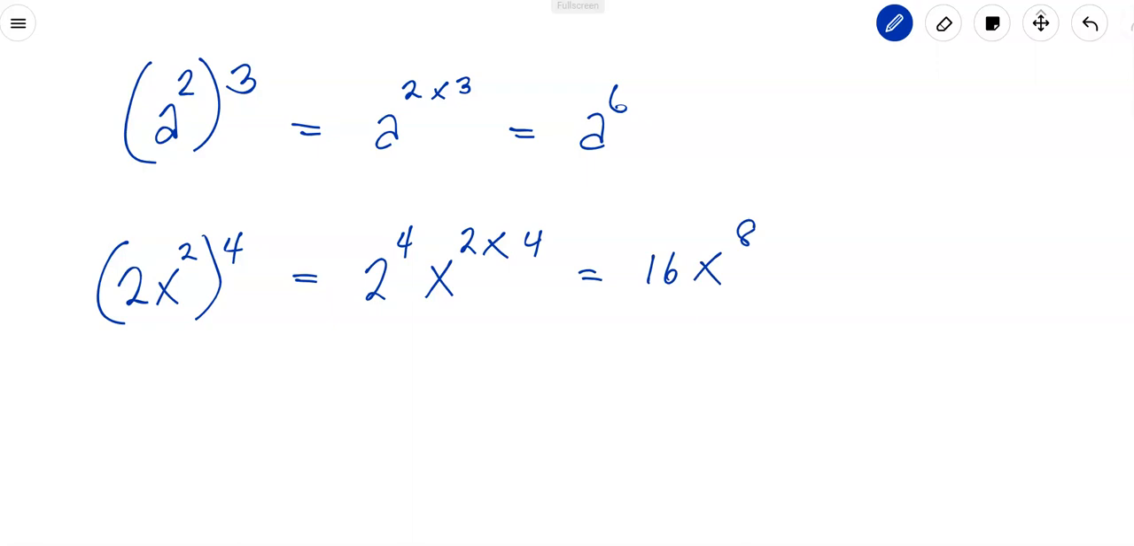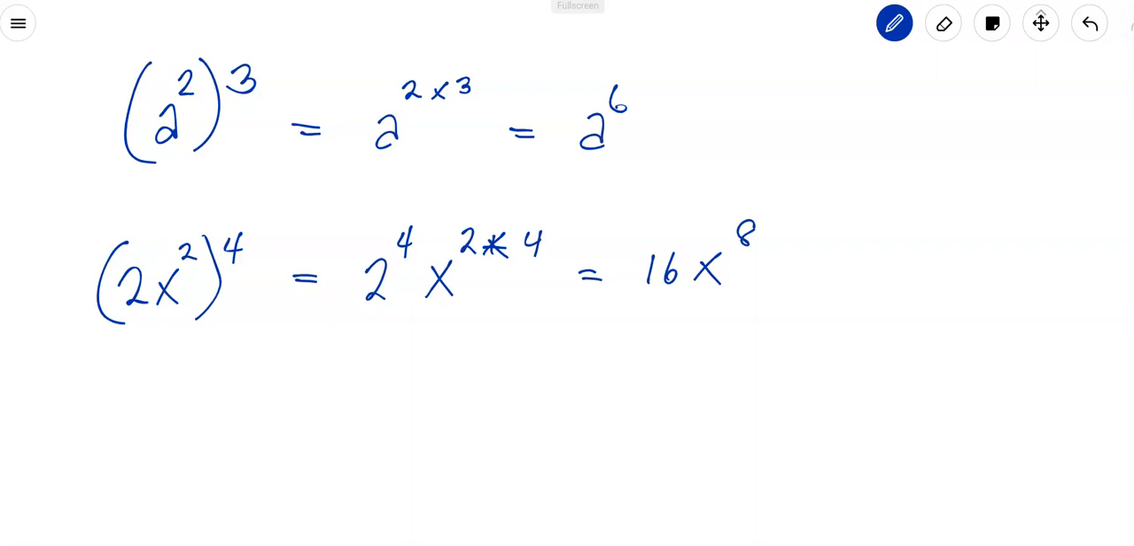So in this case, you have to distribute the exponent to each factor. You have to distribute it to the 2, the coefficient, and then you have to distribute it to x as well. So when you multiply, you have 2 to the power of 4 and x squared to the power of 4. We can write this with an asterisk so that you will not be confused about x squared times 4.